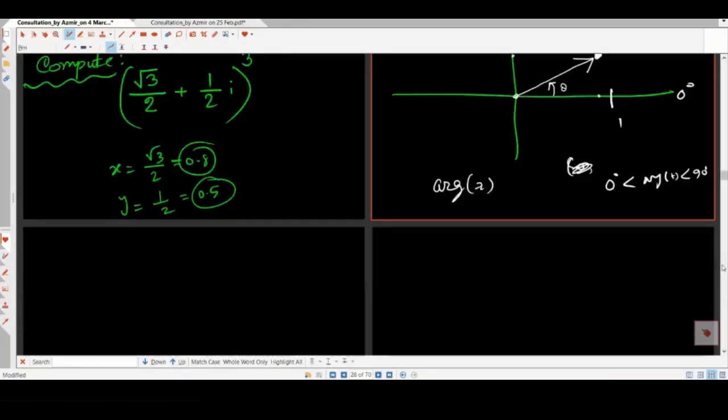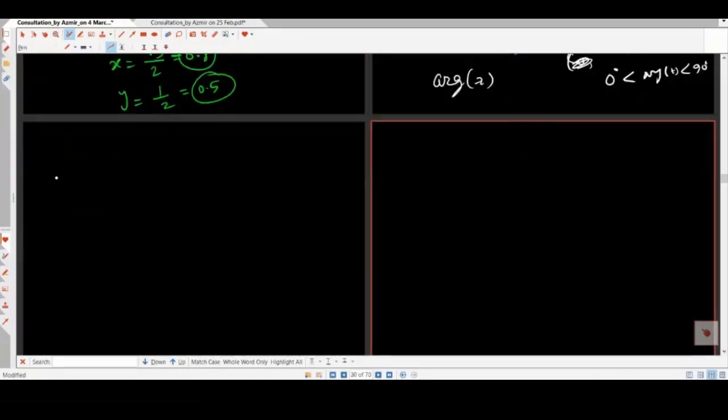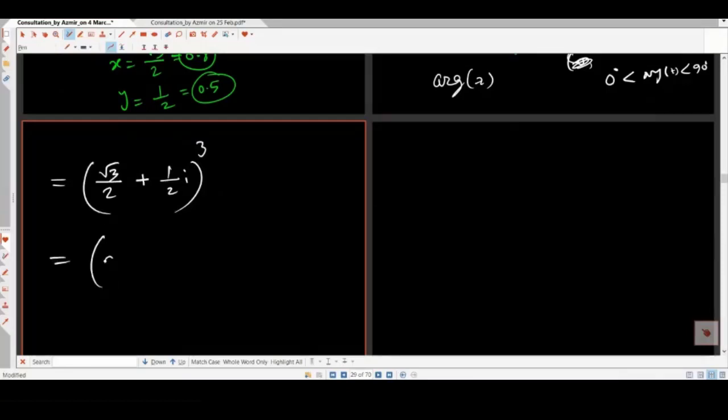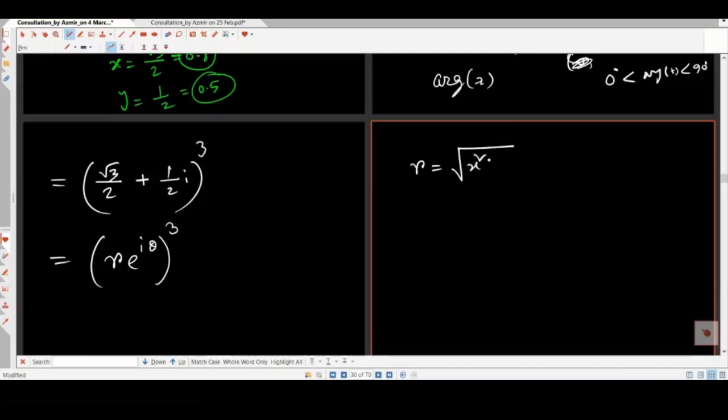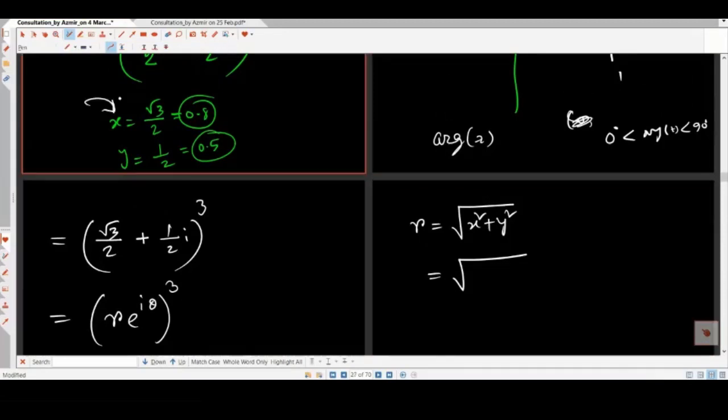So the complex number is root 3 over 2 plus 1 over 2i. We need to convert this complex number, root 3 over 2 plus 1 over 2i with power 3, to polar form, r e to the power i theta. So let's find r. r equals root of x squared plus y squared. So x is root 3 over 2 and y is 1 over 2.